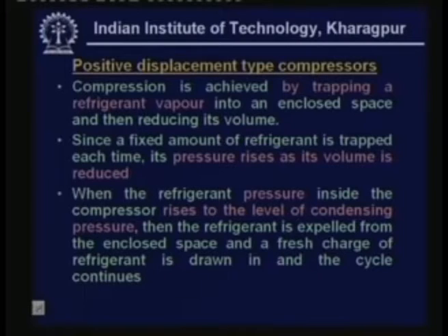That means initially we have to take in a certain amount of refrigerant vapor in an enclosed space using piston, cylinder, valves, etc., and then reduce the volume of this refrigerant so that its pressure can rise. And when this pressure rises to the level of condenser pressure, then the refrigerant is expelled from the compressor and a fresh charge is taken in. So this is the working principle of a positive displacement type compressor.